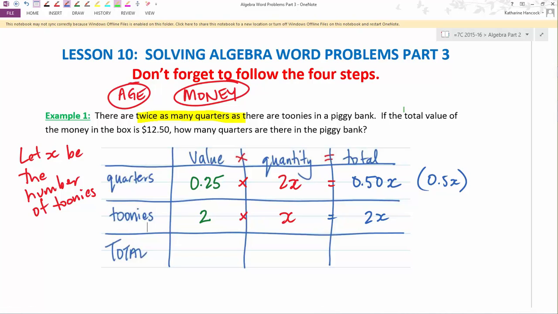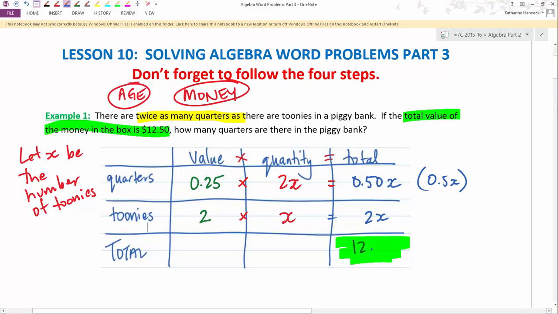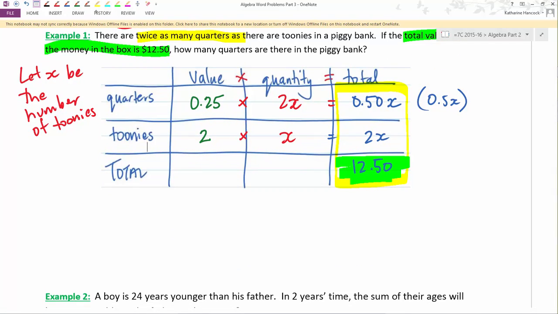And if we look back in the question, it told us the total value of the money in the box is $12.50. That $12.50 is the total value of the money in the box. And total, remember, we often get by adding or finding the sum. So our equation comes from what I just put in that yellow box there. We're going to write down 0.50x plus 2x equals $12.50. That's basically saying the total money from the quarters plus the total money from the toonies equals $12.50. And now we can solve for x.